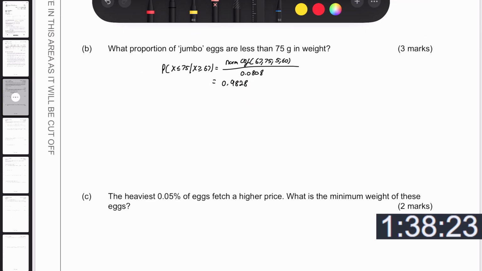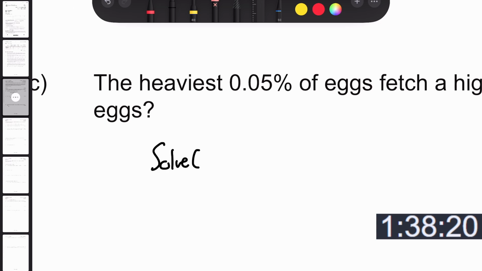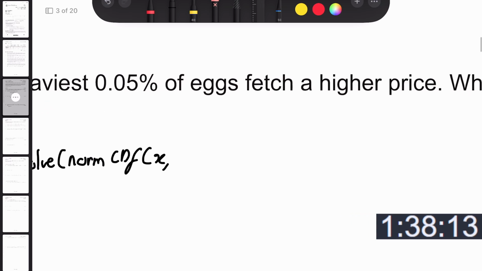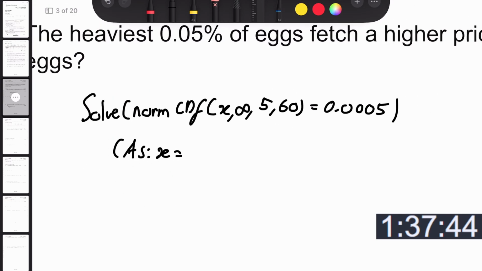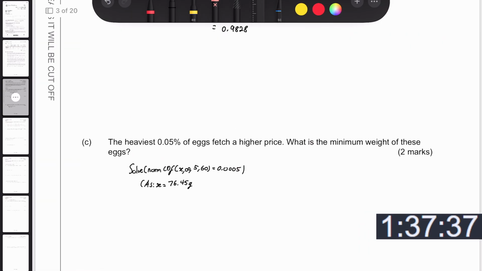The heaviest fetch a higher price. What is the minimum weight of these eggs? So then I want to solve for norm CDF of x to infinity, 5, 60 equal to 0.0005, divided by 100. Yep. So then on the CAS, when we calculate, x is going to be equal to, 60, so comma there, equals that. I get actually 276.45 grams.